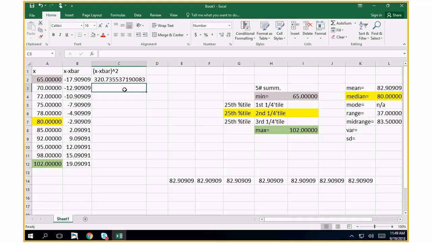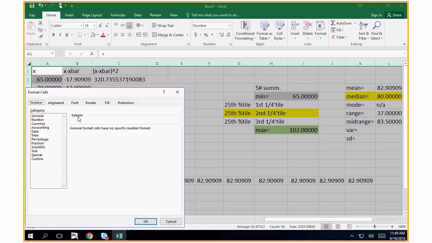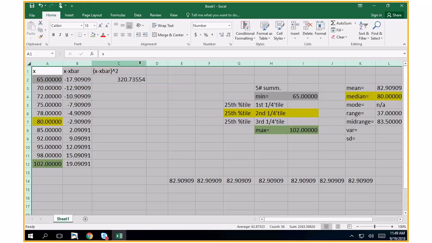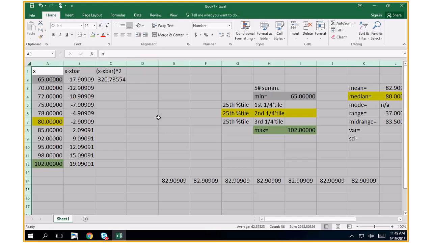Shouldn't be taking it out to that much. Why is it doing that? I only want 5 digits. Change that again. Format cells. 5 digits. Why is it taking that to... Huh. Why did it do that? There we go. All right, copy that down.